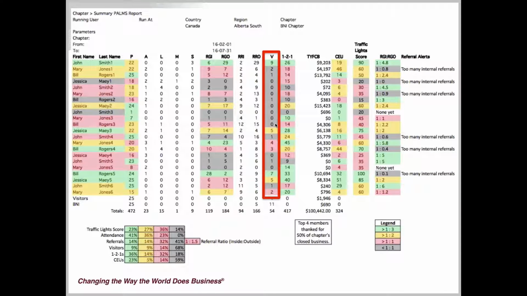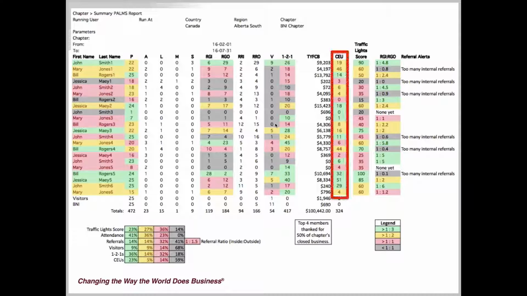Now let's move on to visitors, where an average of more than 1 per month is considered to be green. Between 3/4 and 1 is yellow. Between a half a visitor per month on average and 3/4 is red. And less than half a visitor per month on average is indicated by gray. Again, they're color-coded individually on a member-by-member basis. Same for one-to-ones, same ratios exactly, color coding showing how well they're doing visiting with their other fellow chapter members.